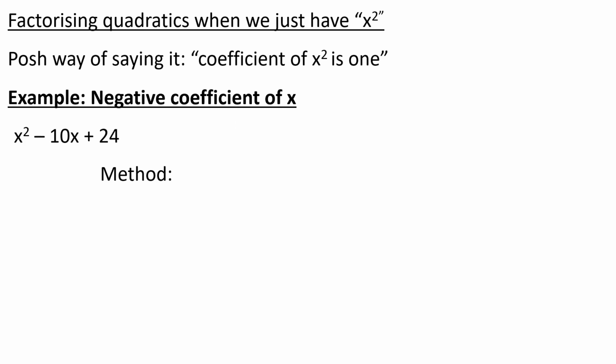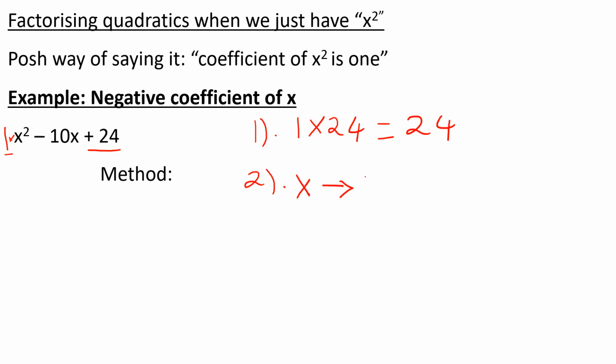You might have expressions where there's a negative coefficient of x. In this case, the method is the same. Firstly, I notice that the coefficient of x squared is 1. I do 1 times the constant on the end, and there is a reason for this, because when we get to harder examples, this is the first step, so I want to get used to it. 1 times 24 is 24. So I need a pair of numbers that will multiply to give 24 and add to give minus 10.